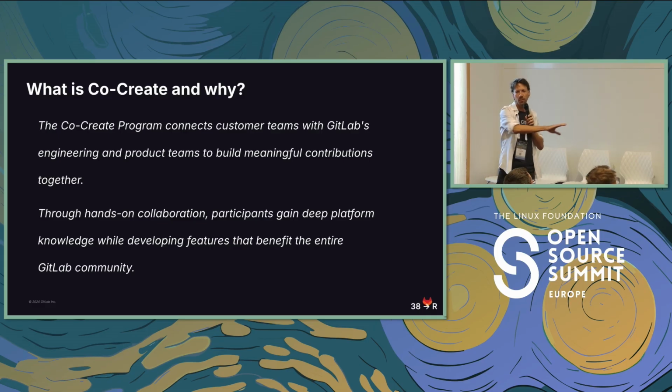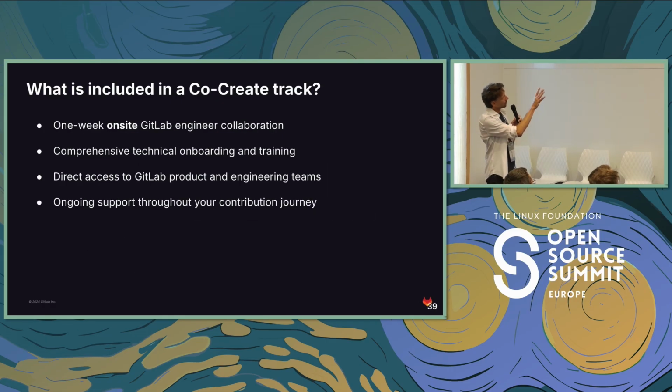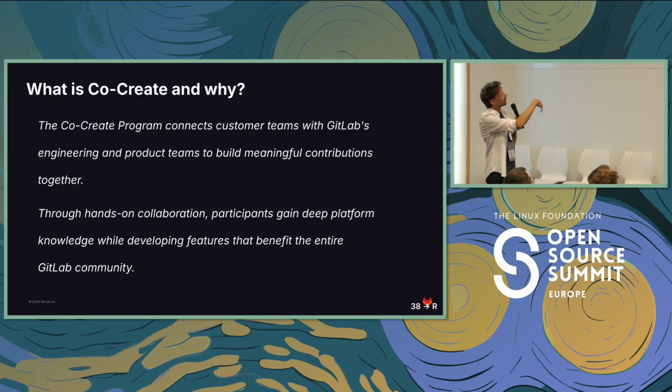So we kind of skip the middleman and the product teams to build meaningful contributions together. If you go back, it's like hands-on collaboration, they get a lot of knowledge. Okay, it still doesn't really mean much. So what does this really mean in practice? And what kind of conversations do we have with our customers, Raymond?